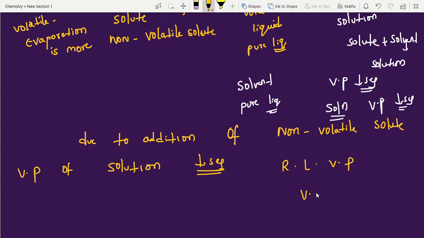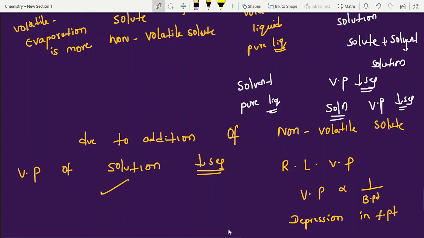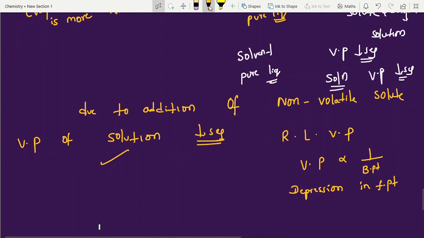Vapor pressure decreases, so definitely boiling point increases. Why? These two are inversely proportional to each other. So because of addition of non-volatile solute, the vapor pressure of the solution decreases, as we have observed here, students. Clear? Now next, vapor pressure decreasing means it affects boiling point also, and even there is depression in freezing point. Freezing point is also less. What is the reason? Addition of non-volatile solute. No other point, only one point: addition of non-volatile solute.